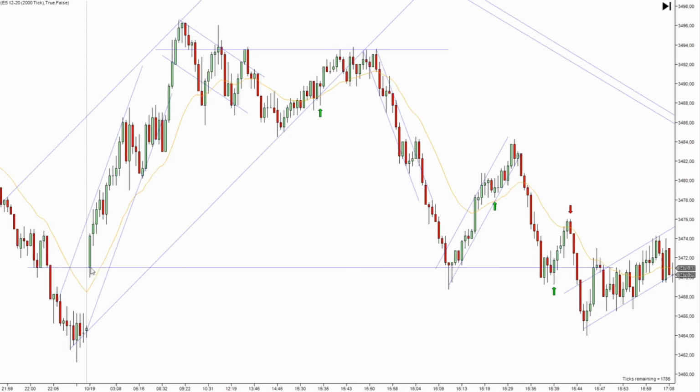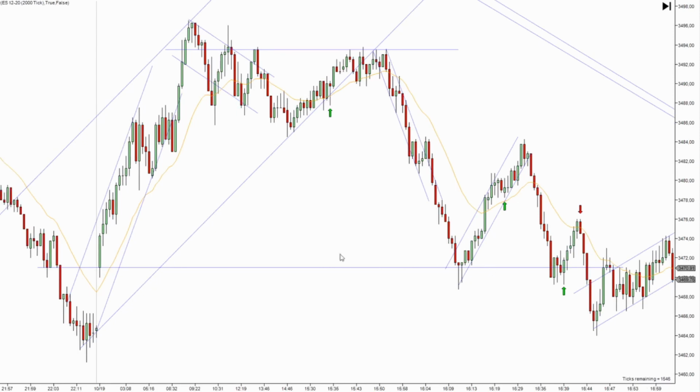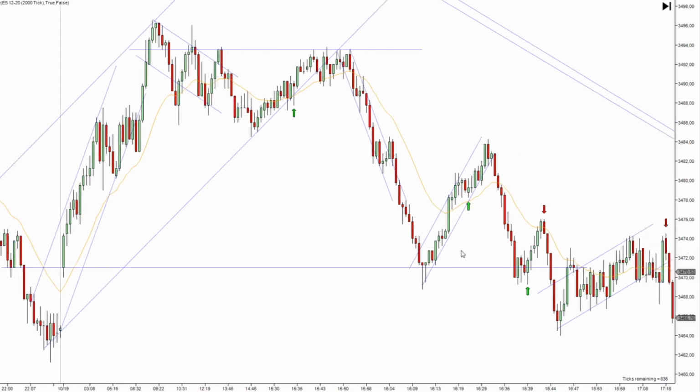At the very open, we came back, filled the gap. We filled the gap even more right here. But this is how important it is to find the key levels early on before you even start trading, so you do not get caught off guard. The day is now starting to look very range-like. You're working up and down.